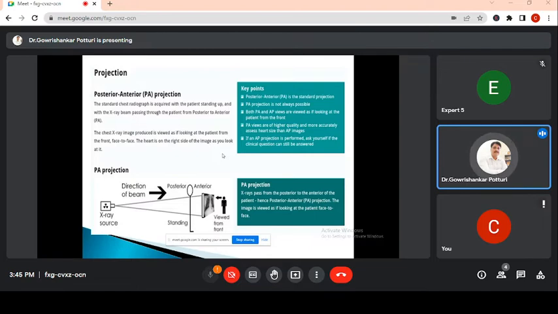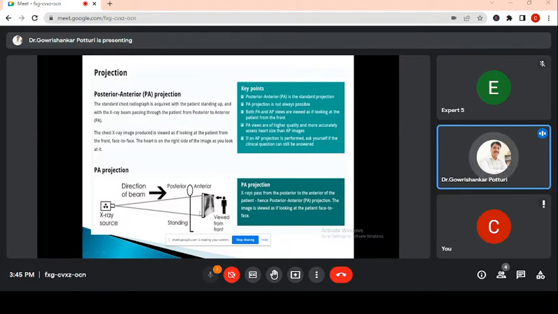Now posterior anterior projection. See here, this is the cassette, this is the patient, and this is the X-ray source. So from behind, the X-ray source sends X-rays through the patient, and the image is captured from the front side. So this is called posterior anterior projection.